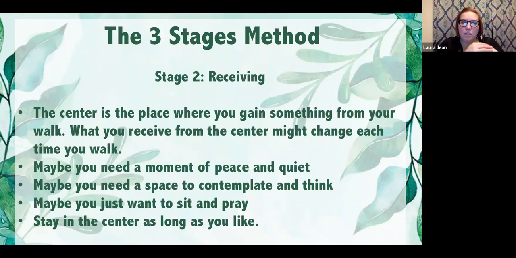So in the center, maybe you just need a moment of peace and quiet, and you could be receiving that moment of peace. You need a space to contemplate and think. You need a place to just sit and pray. All of that is okay. So you just stay at the center as long as you like, until you feel like you've received whatever it is that you needed from that experience. So the second stage is receiving.